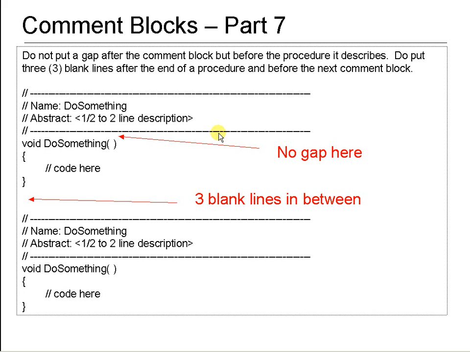Let's talk about spacing. Do not put a gap after the comment block but before the procedure. See right here? No gap. There is no gap there. No gap. However, and I'm still going to get people to put a gap there, everybody repeat after me. There is no gap after the comment block before the procedure. However, there are 3 blank lines after the end of one procedure and the beginning of the next. All right, everybody got that? No gap and then 3 blank lines.